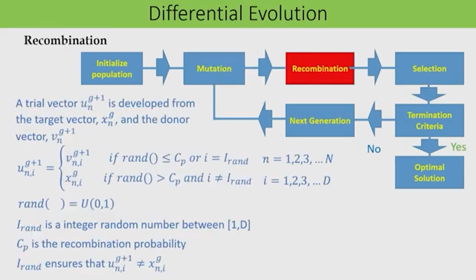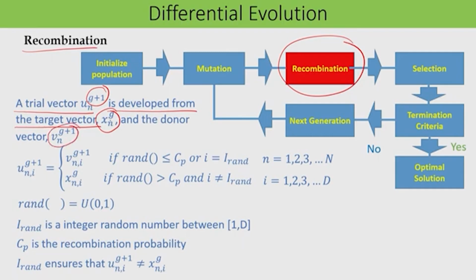Now, the next step is recombination. In this case, a trial vector u_i,z+1 for the next generation is developed from the target vector and the donor vector. So, the donor vector I have generated for this particular target vector, and using these 2, I am trying to get a new vector and we call it the trial vector.